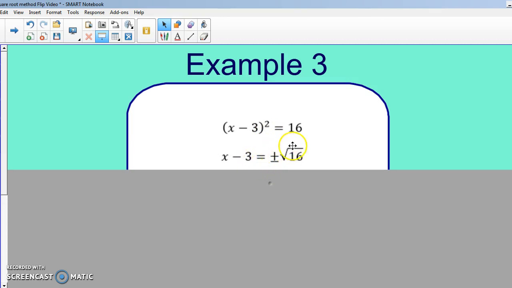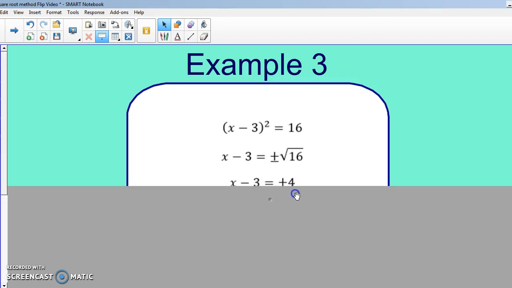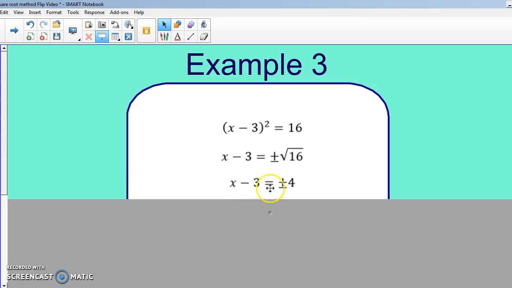When we take the square root of both sides, we have x minus 3 equals plus or minus the square root of 16. And again, there's that plus or minus again. That's the most important part of doing this. Now we can evaluate the square root of 16, which we know is 4. So we get x minus 3 equals plus or minus 4.